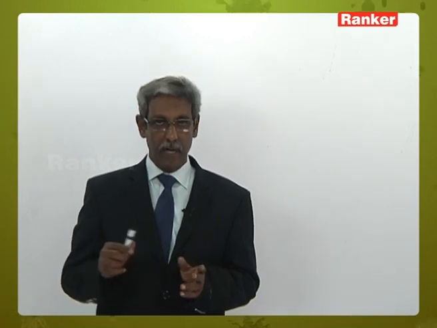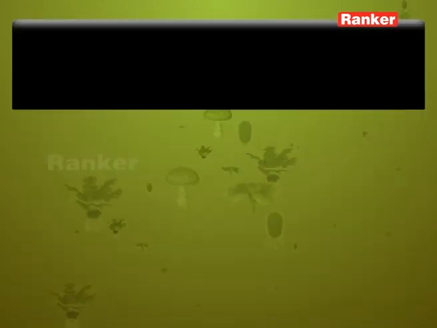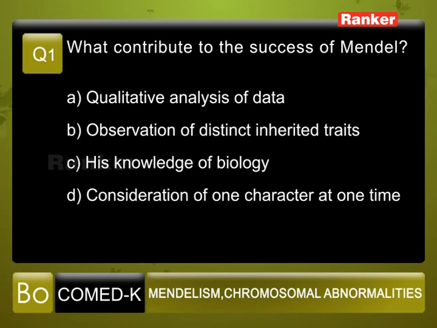Questions which have been coming primarily in the context of Mendelism, sex linkage and genetic abnormalities run into different frames. Like you see the first question: what contributes to the success of Mendel? Is it qualitative analysis, observation of distinct phenotypes, knowledge of biology, or consideration of one character at a time?